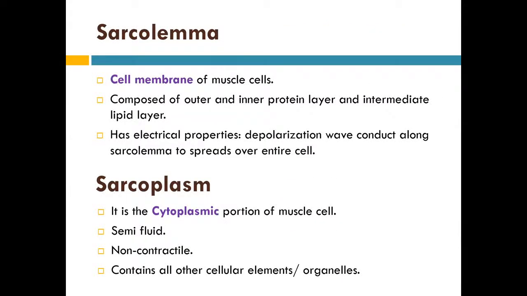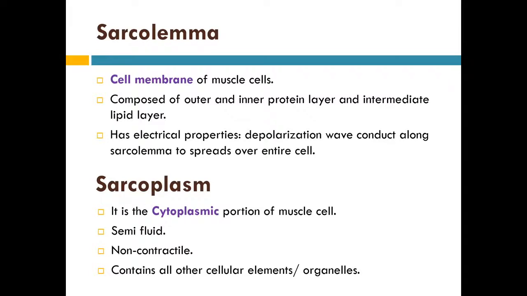Now, what is sarcolemma? Sarcolemma is nothing but the cell membrane of muscle cells. It is composed of outer and inner protein layers and intermediate lipid layers. It has electrical properties, that means a depolarization wave can conduct along the sarcolemma to spread all over the cell.